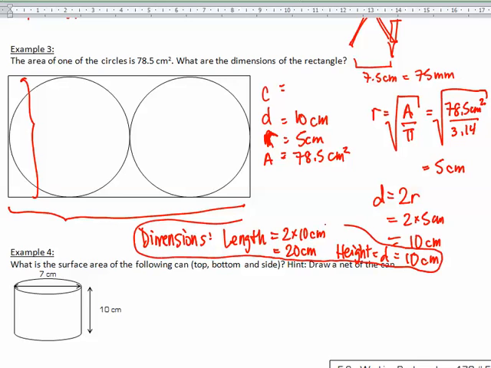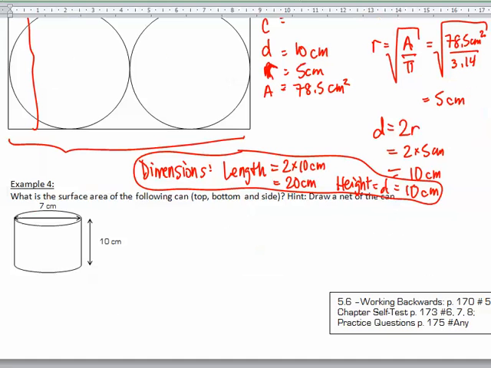The last question is a little tricky. What is the surface area of the following can? The top, the bottom, and the side. Draw a net of this can. Well, I won't be solving this one in class. However, what I can suggest you to do is just to break it apart.